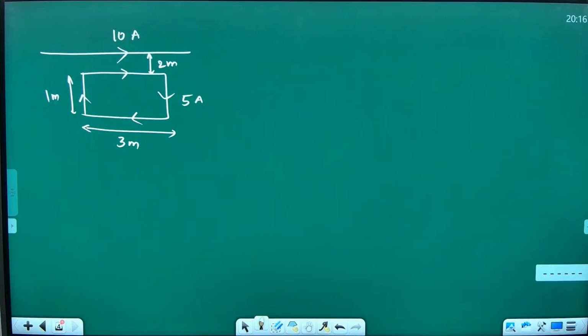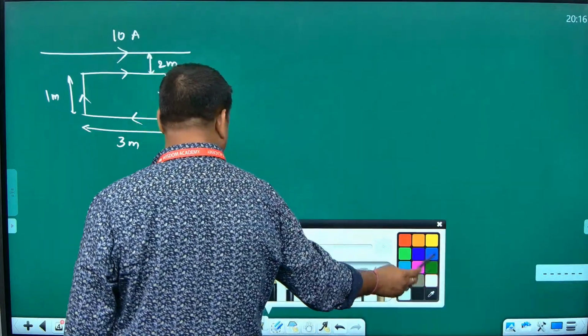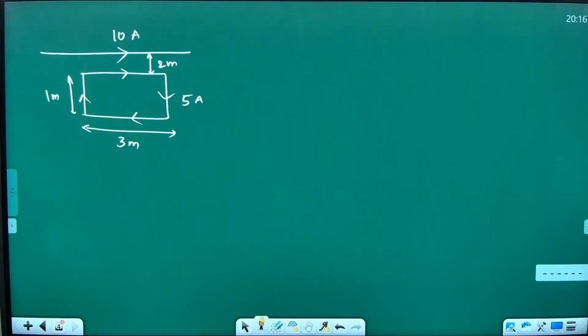Is my question clear to you? There is a current carrying wire having 10 ampere of current. In front of it, 2 meter away from it, I have a current carrying loop which is carrying 5 amperes of current.